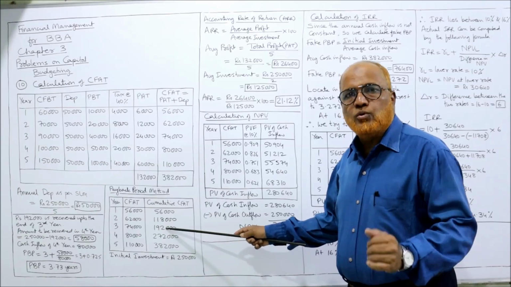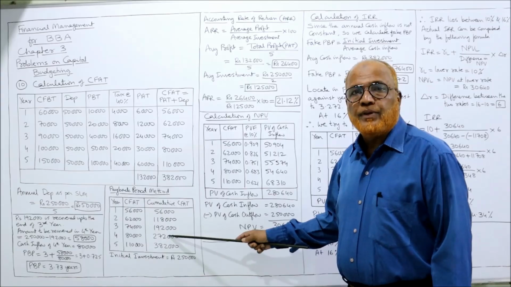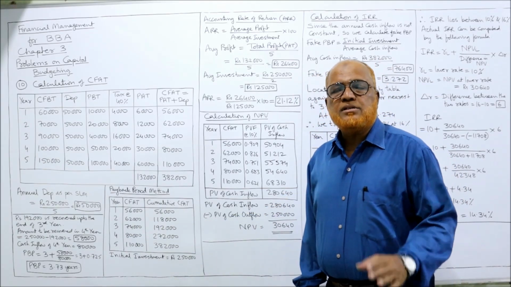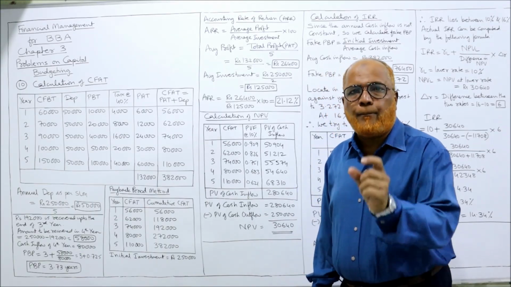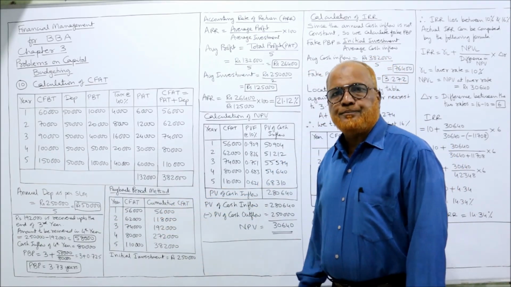1,92,000 is less than 250 and 272 is more than 250. So our PBP lies between third year and fourth year. That means complete 3 years plus a part of the fourth year. How much part? We have to calculate like this.